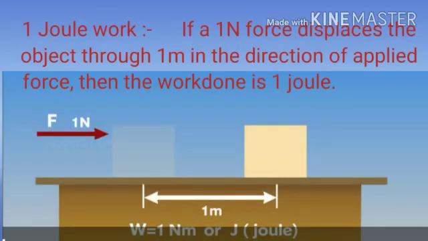Then what is the definition of 1 joule? 1 joule of work is defined as: if a 1 Newton force displaces the object through 1 meter in the direction of applied force, then that work is 1 joule. 1 joule is also equal to 1 Newton meter.